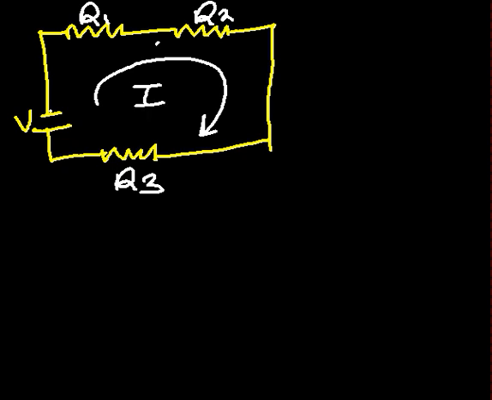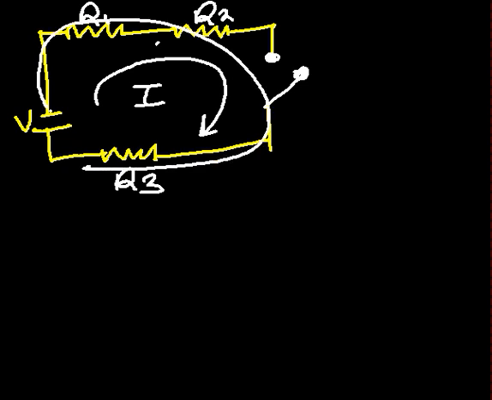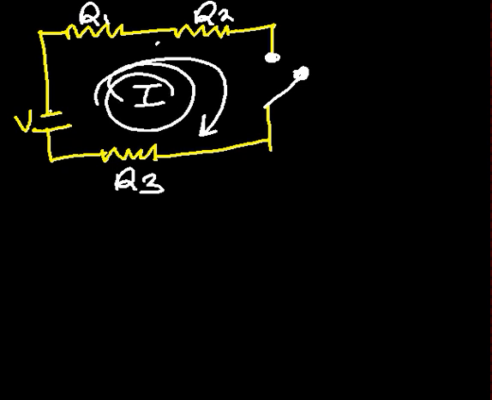And let's say I should present a switch somewhere. Let's say this is a switch. So if we close the switch, the current will flow along the circuit through each and every component. So now the current will be given as I.